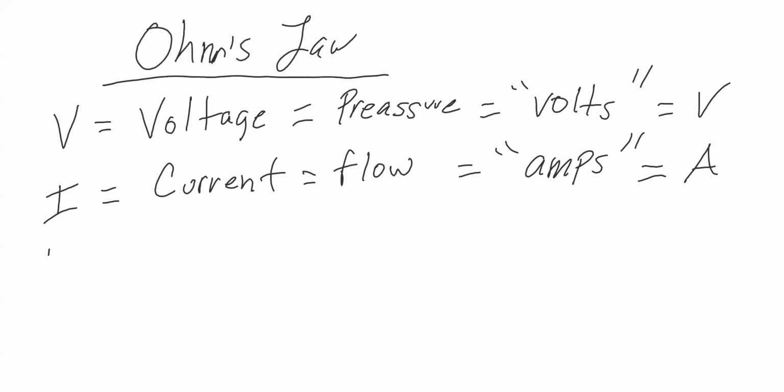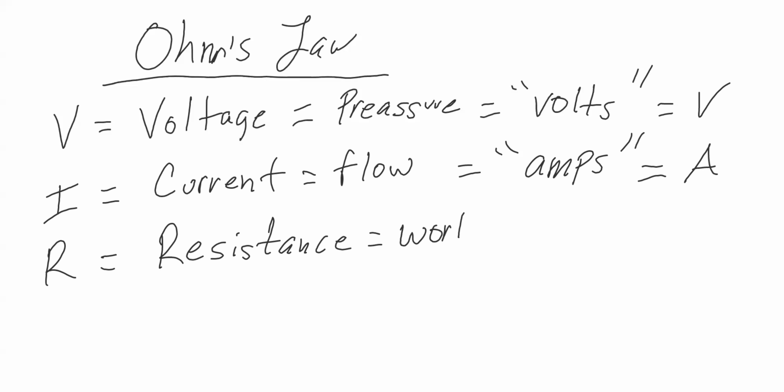Thirdly, we have R. R has to do with resistance. And resistance could be thought of as work. And that is denoted as ohms. And we use the symbol of omega. Kind of looks like a little horseshoe.